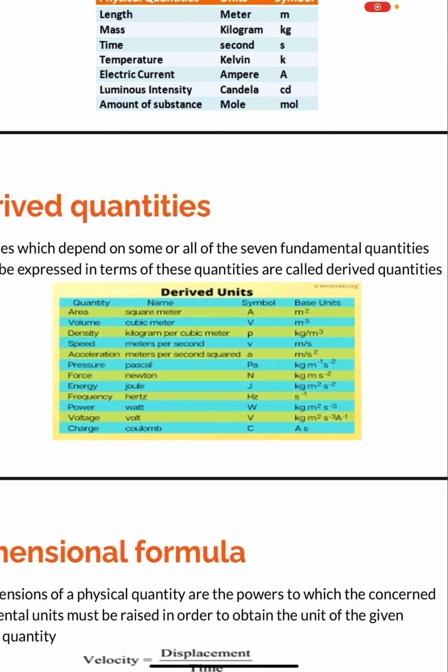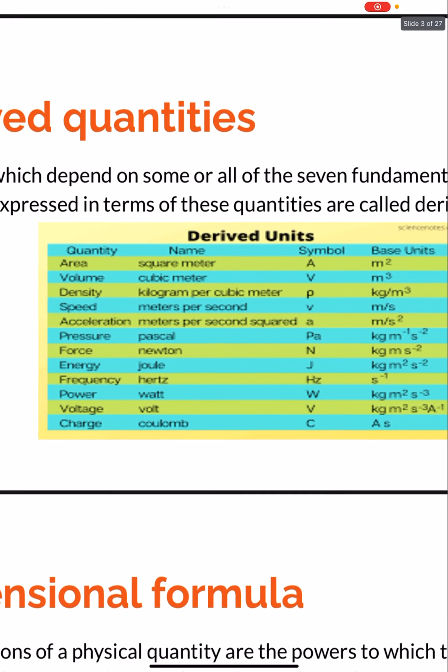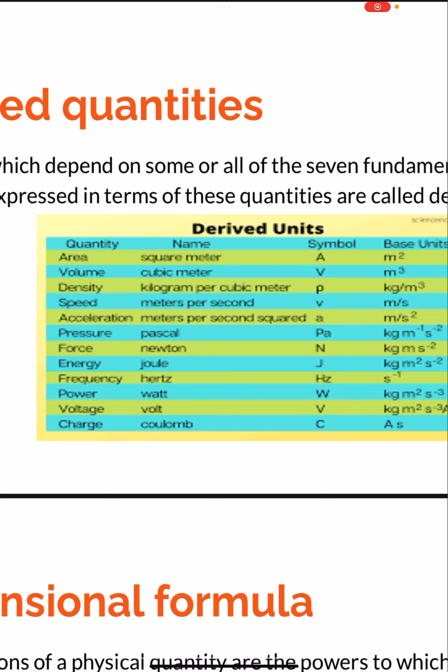Volume again is a derived quantity, and it depends on length. Density, which is mass per unit volume, depends on two fundamental quantities. One is mass and the other is length, and so on. So the derived quantities are area, volume, density, speed, acceleration, pressure, force, energy, frequency, power, voltage, and charge. These are some of the derived quantities.